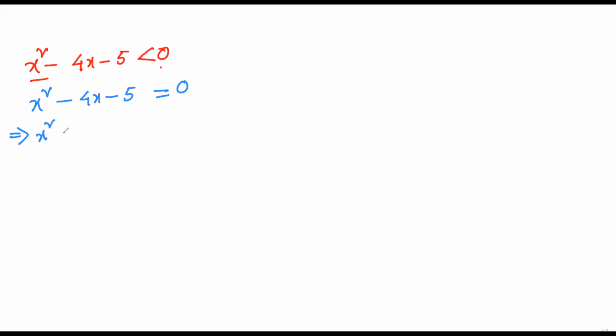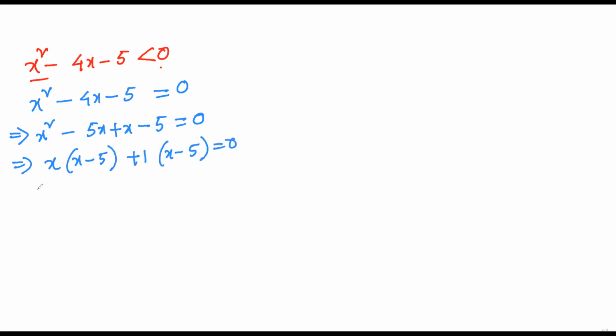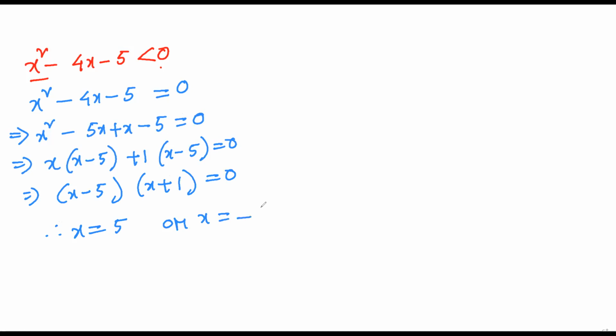x square minus 5x plus x minus 5 equals 0. Now take common x, it will be x minus 5 plus 1, x minus 5 equals 0. So it will be x minus 5, x plus 1 equals 0. After that, x equals 5 or x equals minus 1.